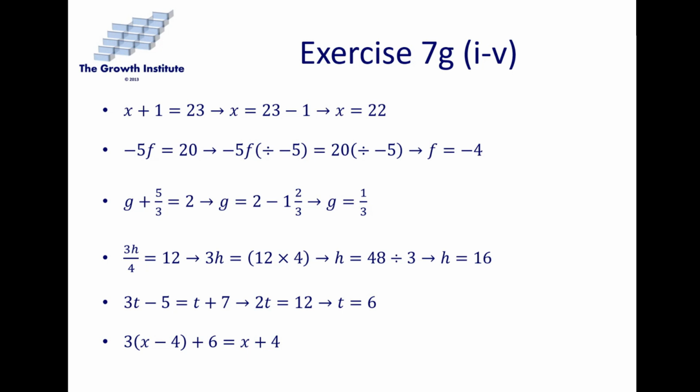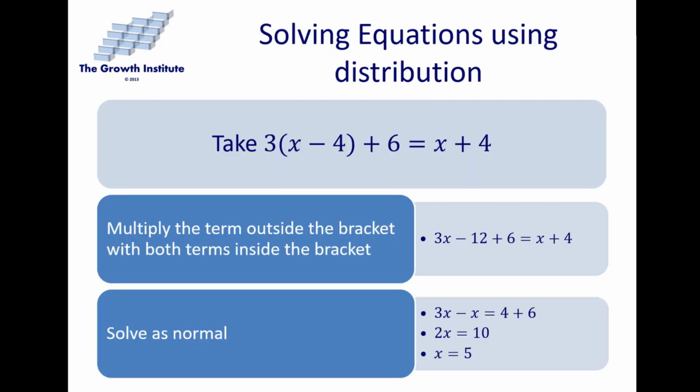Then we get to number 6. So I said to you, this is 1 to 5: 1, 2, 3, 4, 5. Now we get to number 6, which says 3 times (x minus 4) plus 6 equals x plus 4. Now, how do we do that? I've done it for you on the next slide.